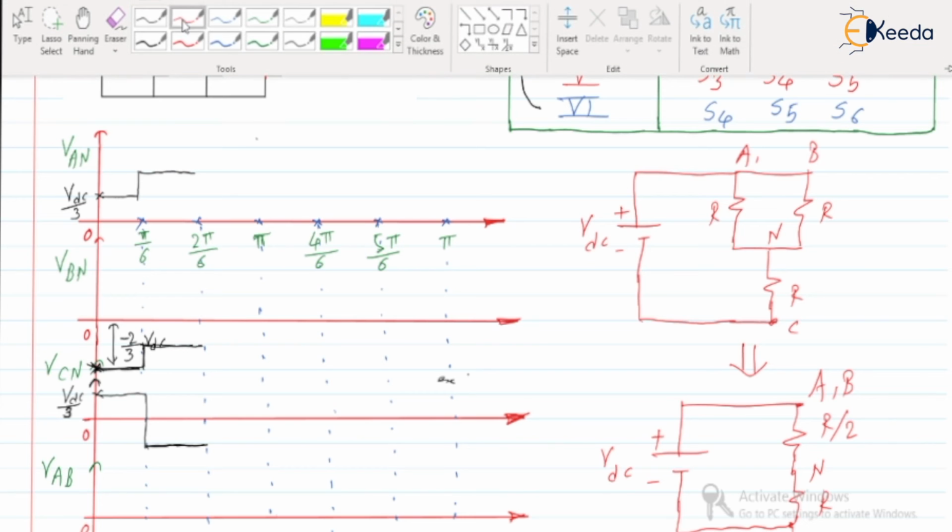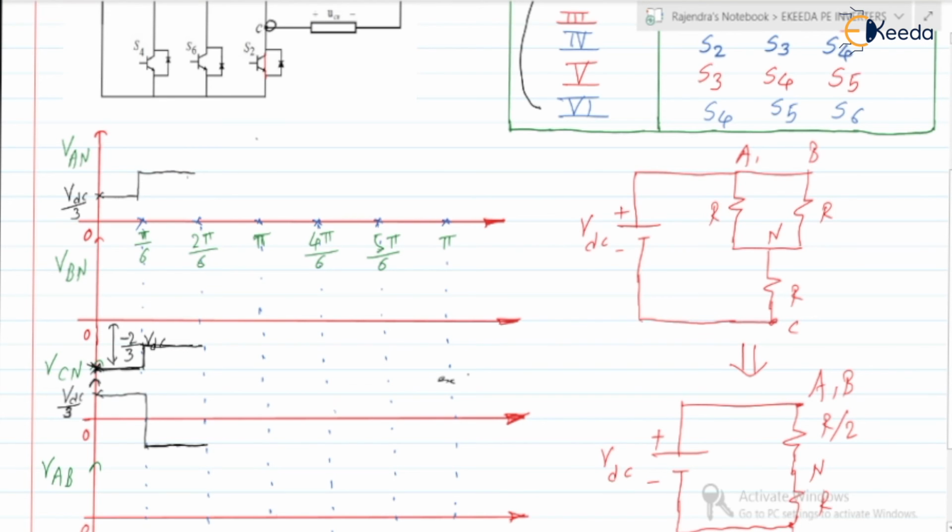VAN is VDC by 3. VBN is also VDC by 3. So it is VDC by 3, right? Next, VCN, sorry, VBN is also VDC by 3. So here we will be having VDC by 3 in this step. Okay, and next VCN is minus 2 VDC by 3. So it will be minus 2 VDC by 3.